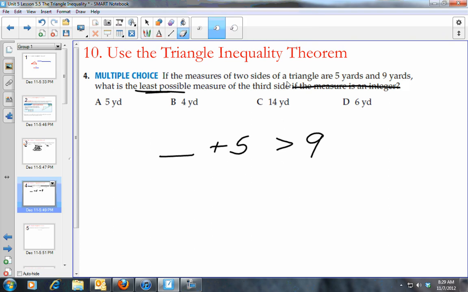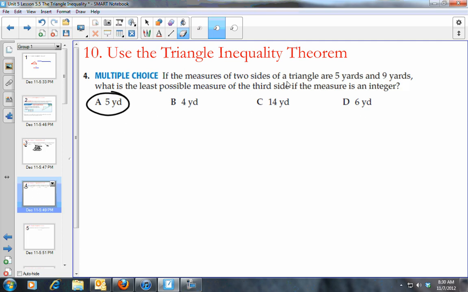And now, as most of you already did, you take into consideration where they say if the measure is an integer. So what's the smallest integer that's bigger than 4? And so A is our answer. But understand, you don't always have to have integers as your measures, okay? So that third side has to be greater than 4. And then when we put the condition on there that it has to be an integer, that's when we know that it's 5. Make sense?